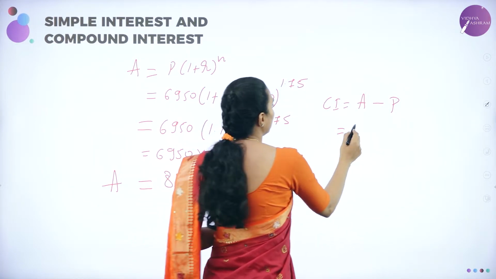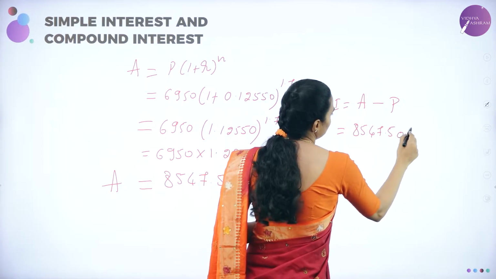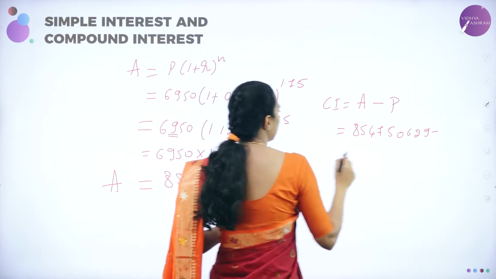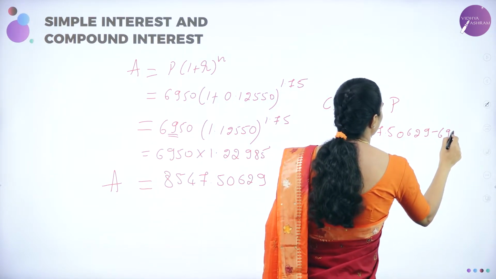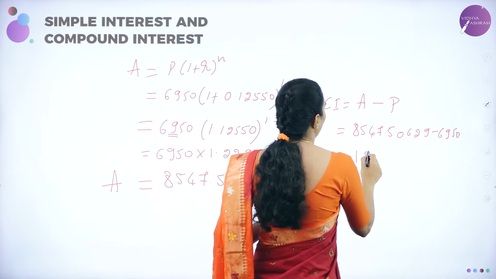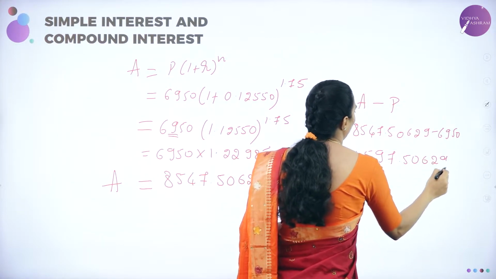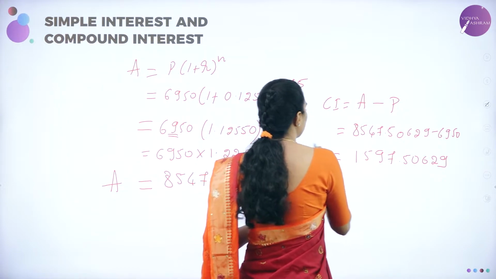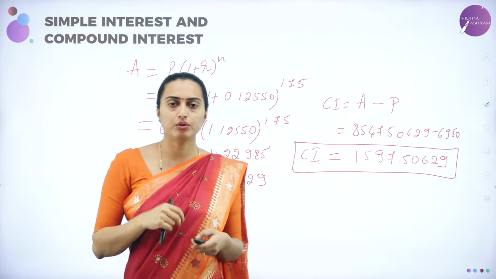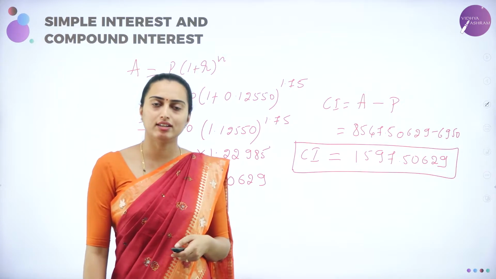Therefore A is nothing but 8547.50629 minus P, which is nothing but 6950. Subtracting this, you are going to have 1597.50629. This is your compound interest. So this much compound interest you are going to pay, or you are going to have, for the given question. Okay, we'll move on to the next question.